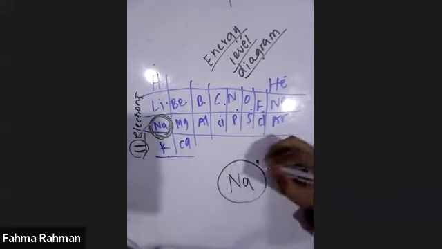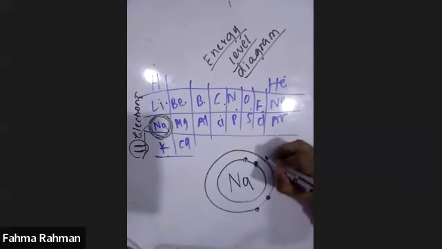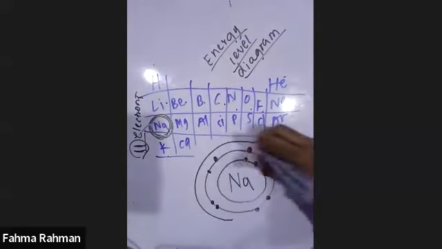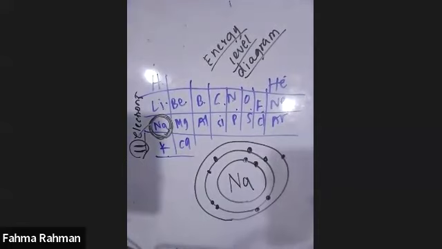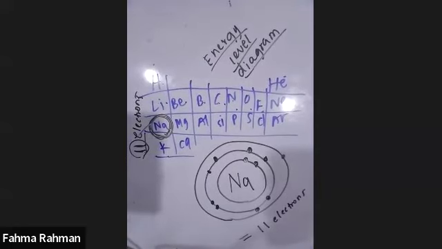Now I have sodium, and I am going to draw the energy level diagram. Draw your first energy level and put 2 electrons, then draw the second energy level and fill it with 8 electrons. Then draw the third energy level and put 1 electron. This is the energy level diagram for sodium: 2 electrons in the first shell, 8 electrons in the second shell, 1 electron in the third shell, giving a sum of 11 electrons for the element sodium.